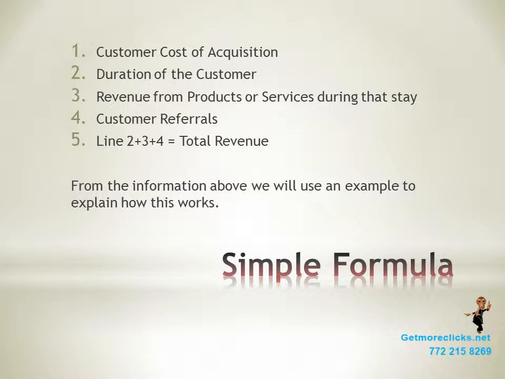In order to understand the simple formula, we need to understand the components. Number one, we have customer cost of acquisition. What this is, is how much does it cost you to bring a new customer into your business? Number two is the duration of the customer. In other words, how long does that customer remain a customer of your business? Number three is the revenue from products or services during that stay. In other words, how much did the customer spend with you during that stay?